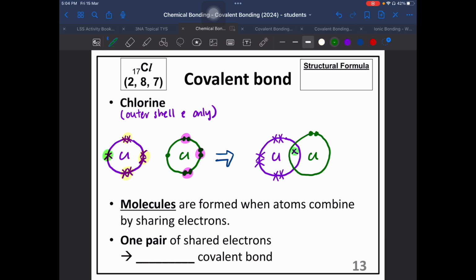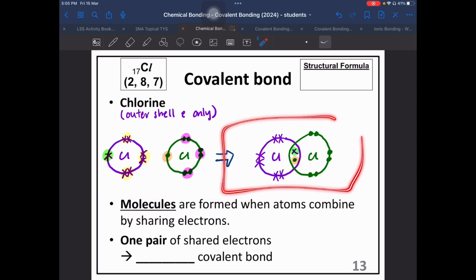So I still have my 6 dots over here. But this particular single dot here, which is in brown now, will actually appear inside this overlap area and shaded in brown, right? So what exactly happened in this reaction was the green cross and the brown dot actually came together to overlap, and that's how you form a molecule, and that's how actually chlorine comes about.